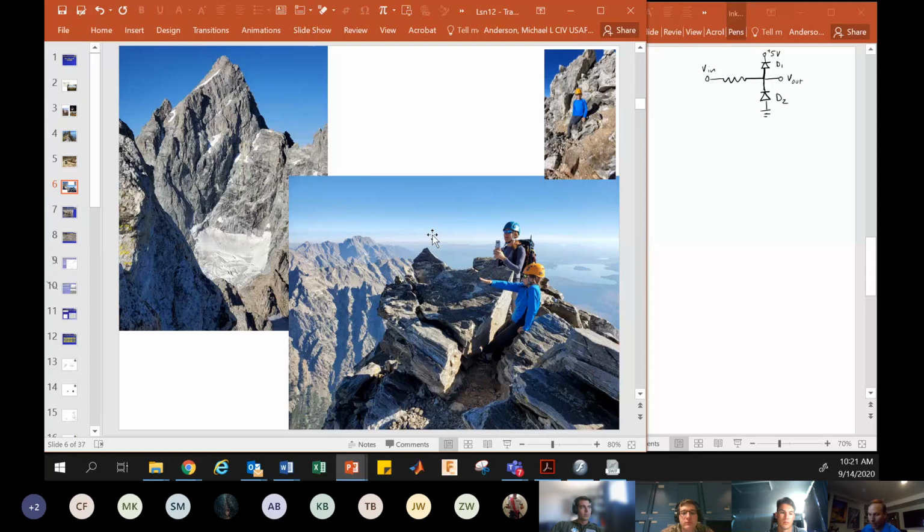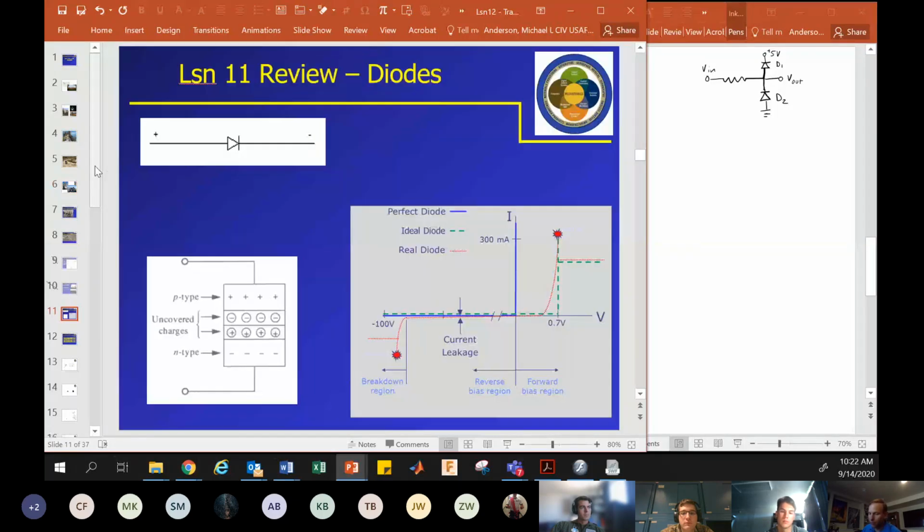Okay, let's talk about diodes briefly. Let's review what we learned about diodes. So diodes are directional. They've got a positive side and a negative side, an anode and a cathode, and current flows from anode to cathode. And a diode is formed from a p-n junction.